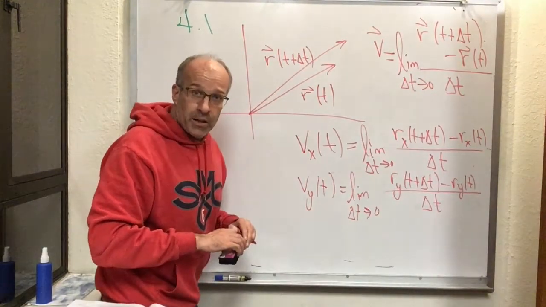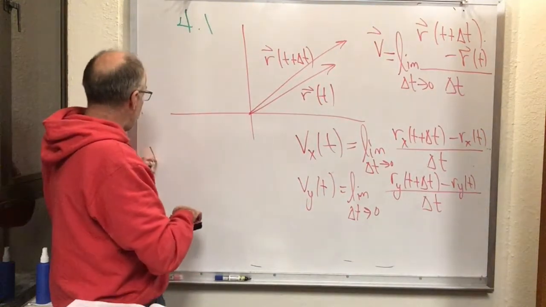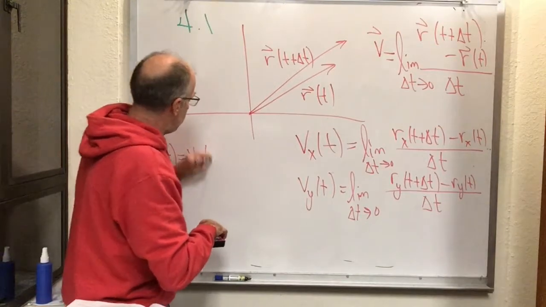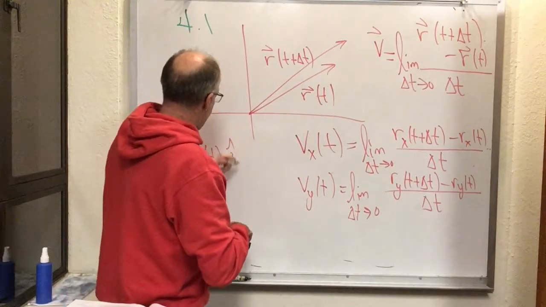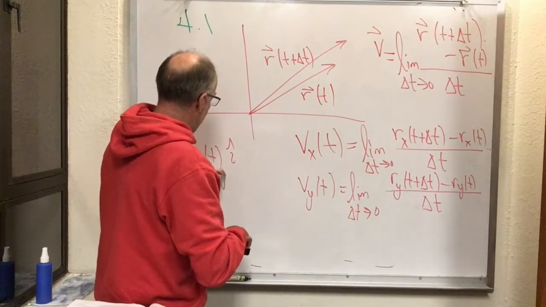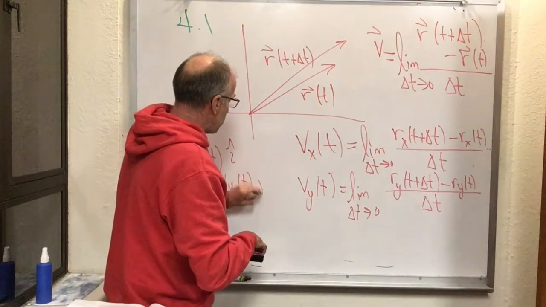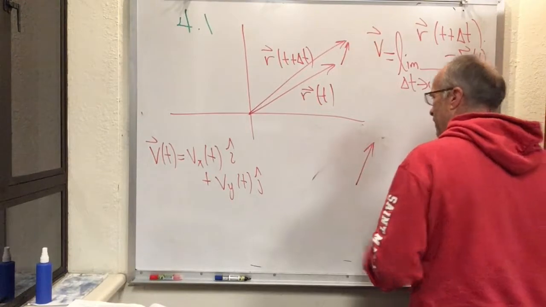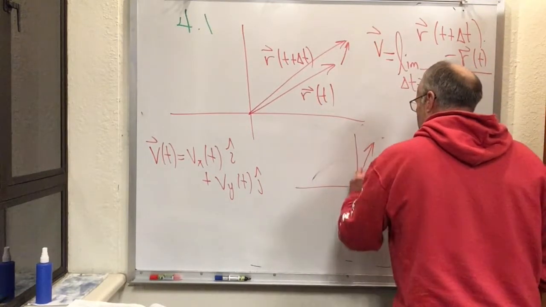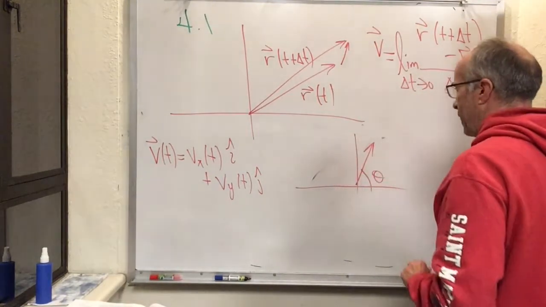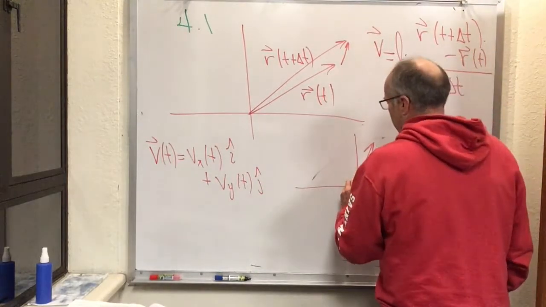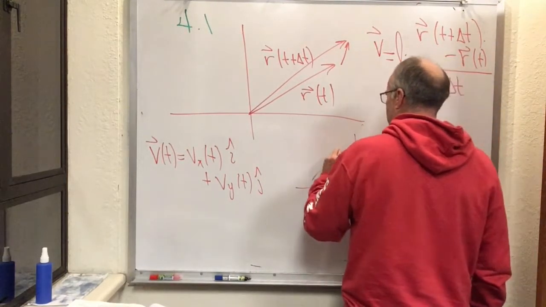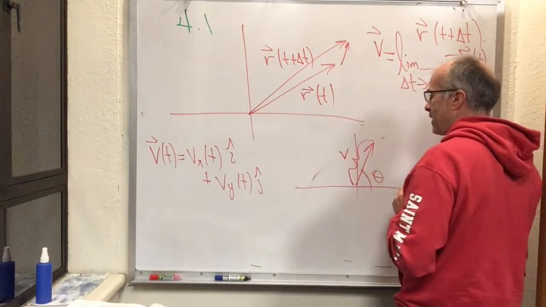And using all those concepts from chapter 3, another way to write this is that v at time t is vx of t times i hat plus vy of t times j hat. This is my velocity vector. Another thing I can do from chapter 3 is I can label that angle theta. I can say that this length here, the length of this velocity vector, I'm going to call that v.